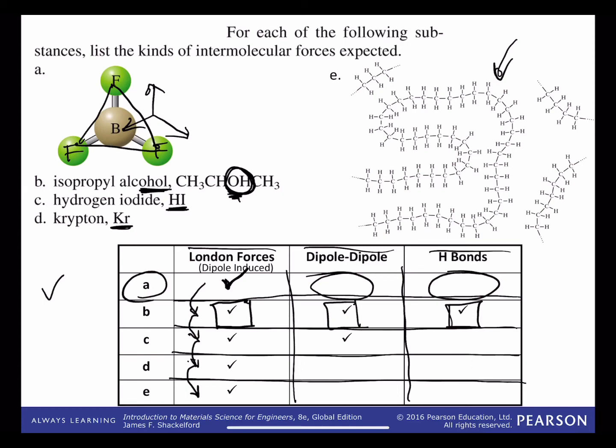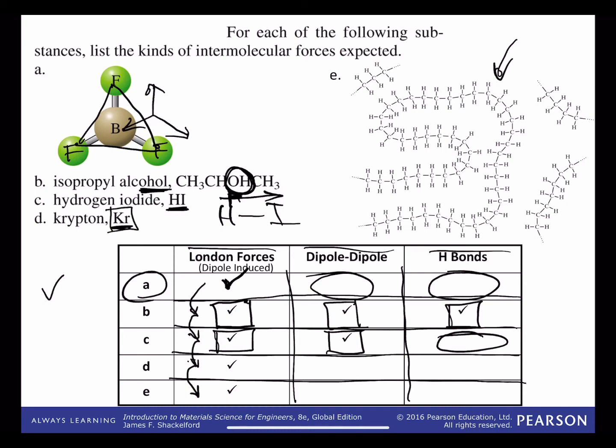In hydrogen iodide, largely similar to the previous with one exception, so we're going to, of course, see the London dispersion forces. We again have a large difference in electronegativity, so we are going to see a dipole in the HI molecule, again pointing towards the halogen, and therefore dipole-dipole interactions. But because we've moved away from an FON element here, we have a hydrogen on a non-FON element, so we do not have a hydrogen bond possible.